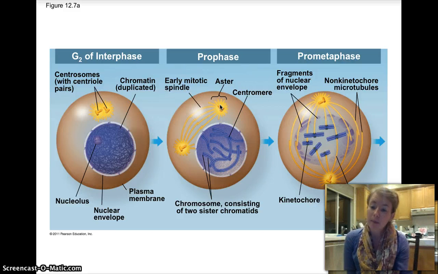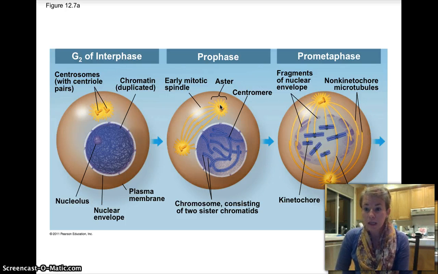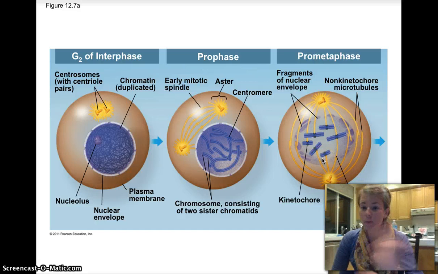Then we get to prometaphase. This is not even always classified as a step, but what's happening here is the centrioles have completely moved to opposite ends of the cell, and they have mitotic spindle reaching from one end to the other. Now, the nuclear envelope is gone.